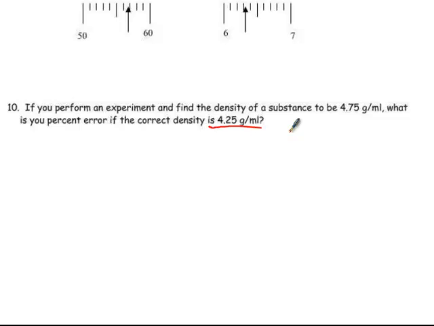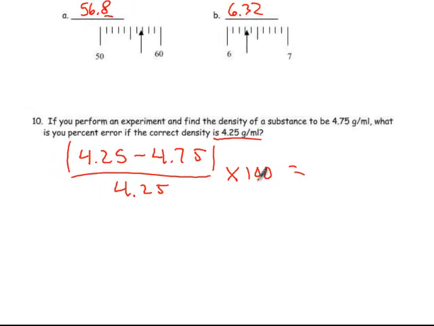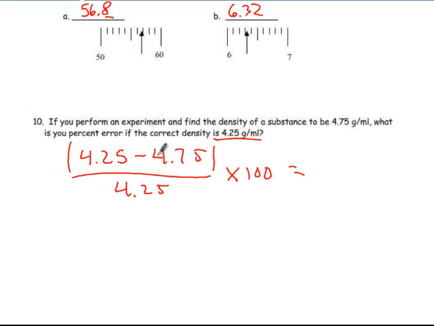And then the last one. If you perform an experiment and find the density, the correct density is 4.25. So 4.25, what's your correct one, minus what you got, divided by the correct one. Remember, absolute value times 100. This 100 does not count for significant digits because it's exact. It's part of the formula. Infinite number of significant digits. But we have two different rules. We're subtracting and then we're dividing and multiplying.